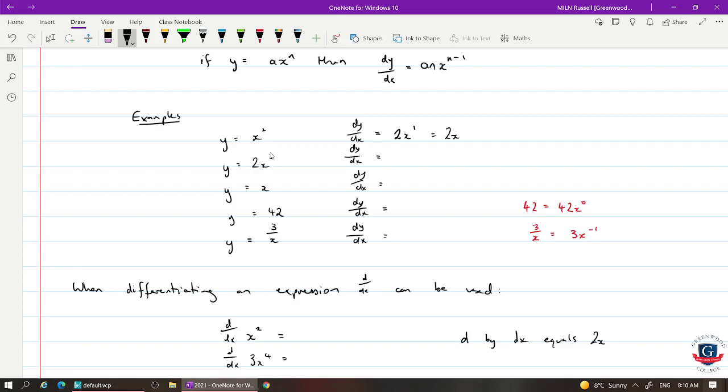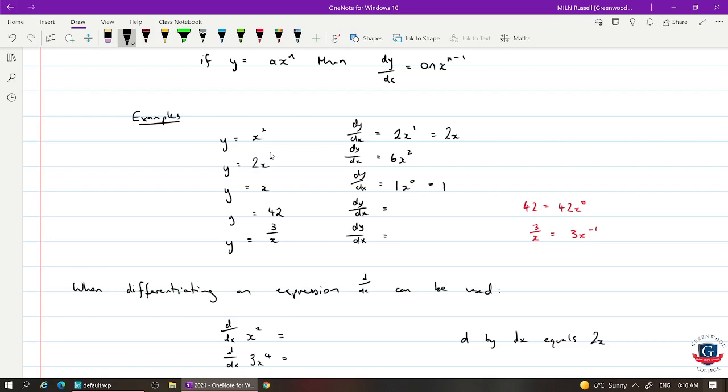Multiply the power by the coefficient, reduce the power by 1. The coefficient in this case is 1. Multiply that by the coefficient, which is also 1, so that would give us 1. Reduce the power by 1, so if the power is currently 1 and we reduce it by 1, it would be 0, so x to the 0 would be 1. 1 times 1 would be 1. I'll write it here, x to the 0, which equals 1.